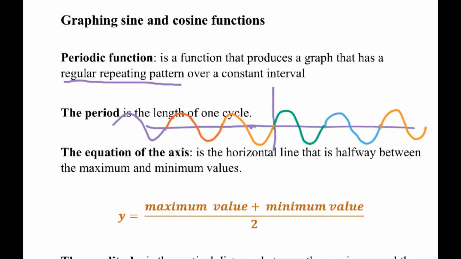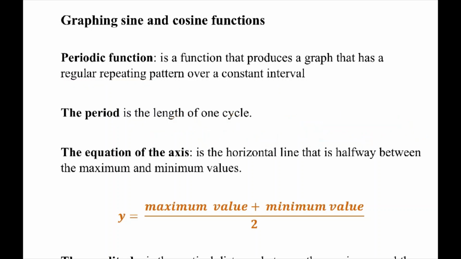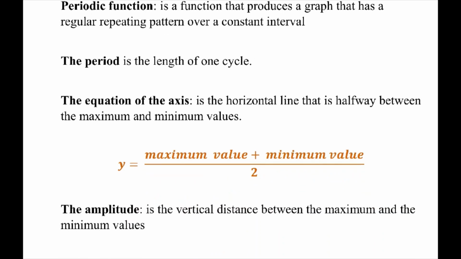So each one of these colors from here to here is a period. From here to here we call it a period. So a period is the length of one cycle. Now there is something called an axis, the equation of the axis, and that's going to be y equals the maximum plus the minimum over 2. Finally we have the amplitude, which is the vertical distance between the maximum and the minimum.